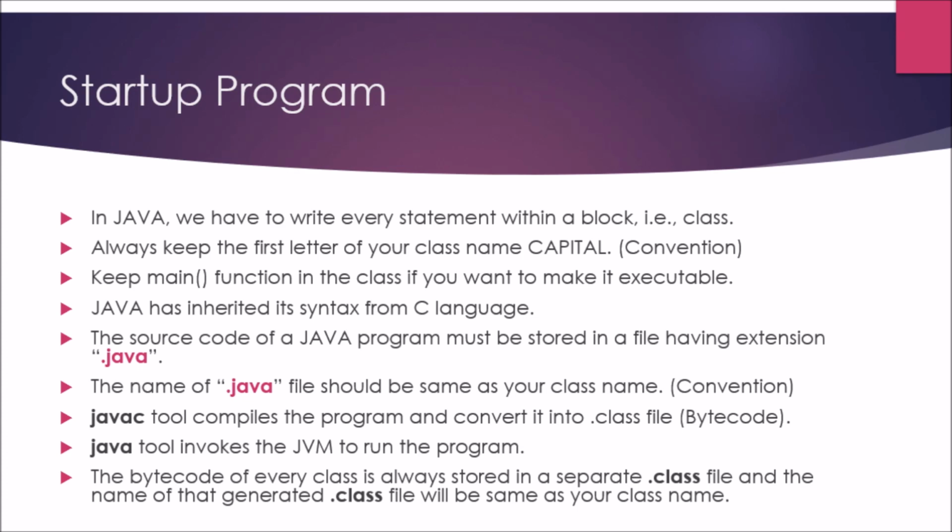Like I told you, you need to save your file with the same name as the class name, but it's just the convention, not the rule. So if you save your program with a different file name, then after compilation, the bytecode of every class will be stored in a .class file, and that .class file name will be the same as your class name.